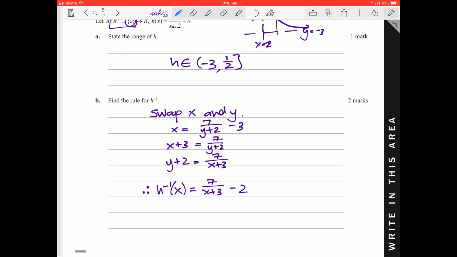It doesn't say to state the domain. However, just to be safe, to get full marks, x is an element of -3 to 1/2, because the domain of our inverse is the range of our original function.